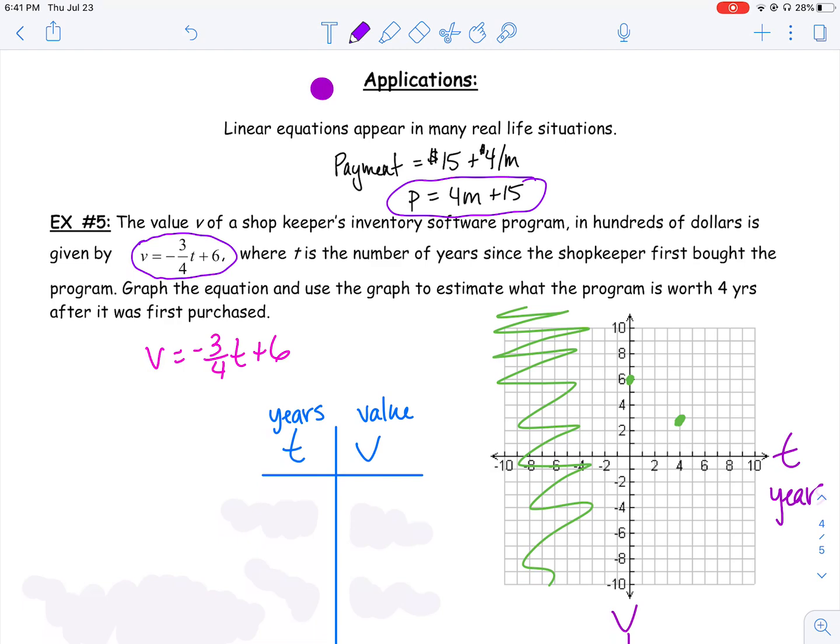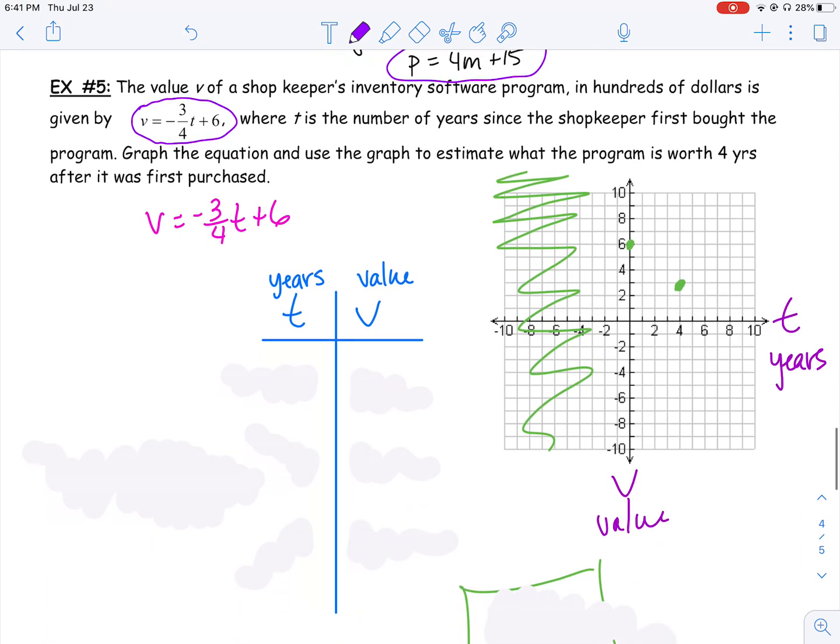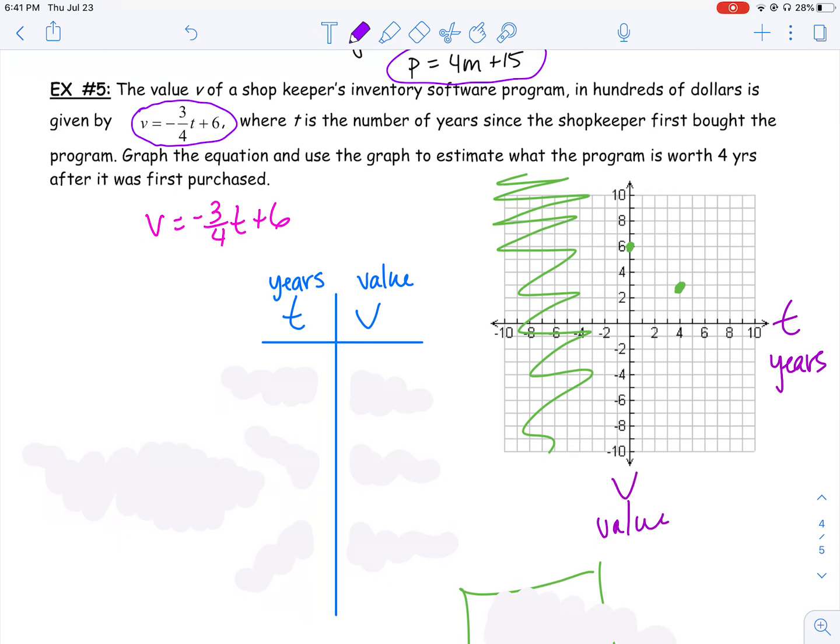So let's look at an example that might have to deal with a real life application graphing a line. It says here in example number 5, the value V of a shopkeeper's inventory software program in hundreds of dollars is given by V equals negative 3/4 T plus 6. V is the value of the software program, where T is the number of years since the shopkeeper first bought the program. So T is time and V is value. Graph the equation and use the graph to estimate what the program is worth 4 years after it was first purchased. So you notice that we have this equation with two different variables.